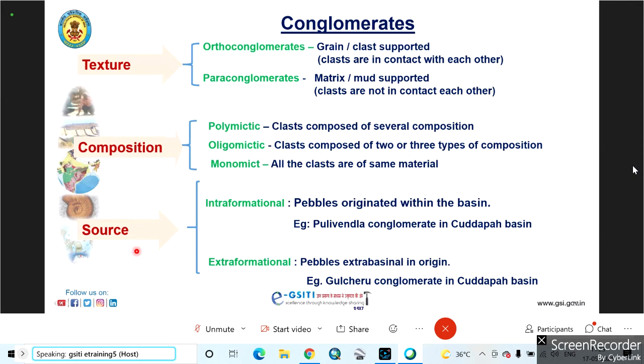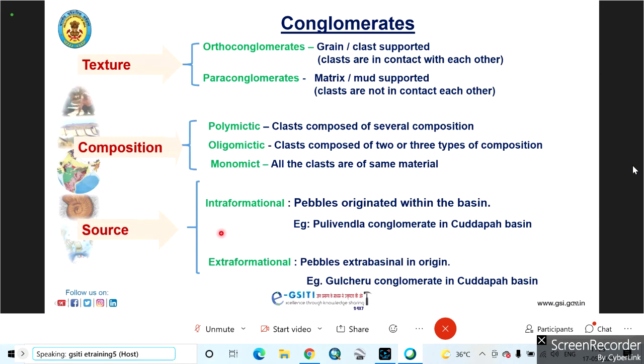On the basis of texture, a grain or clast supported conglomerate will be termed an orthoconglomerate. When it is matrix or mud supported, it will be termed a paraconglomerate. On the basis of composition, when clasts are composed of several compositions, it will be termed polymictic. When the clasts are composed of 2 or 3 types of composition, that is oligomictic. When the clasts are of the same material, that is a monomictic conglomerate.